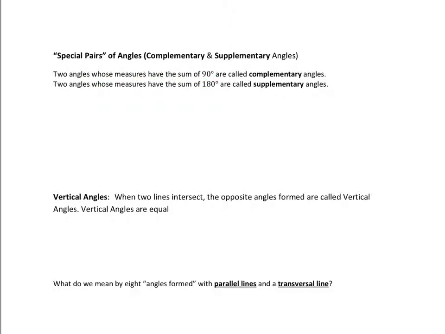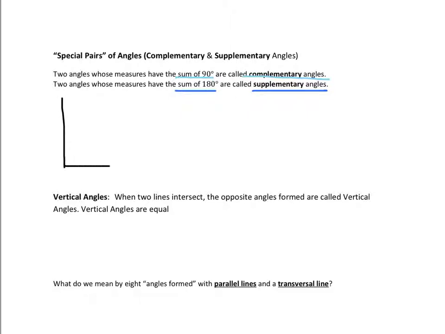So if the sum of two angles is 90 degrees, we call them complementary angles, or complements of each other. But if we have two angles and the sum is 180, so it forms a straight angle, then we call those angles supplementary angles, or they're a supplement of each other. So let's look first at the complementary angles.